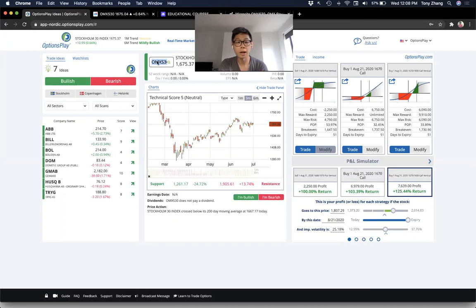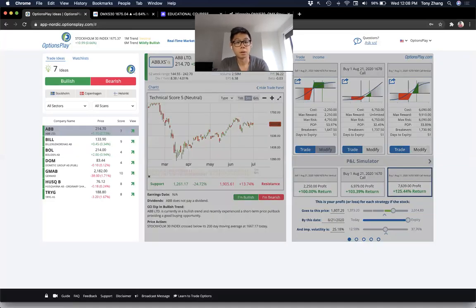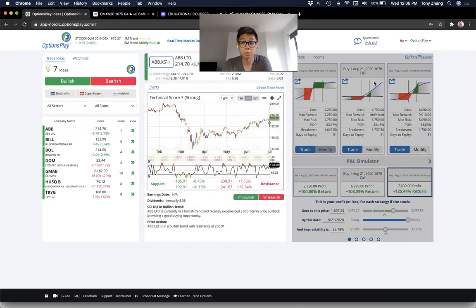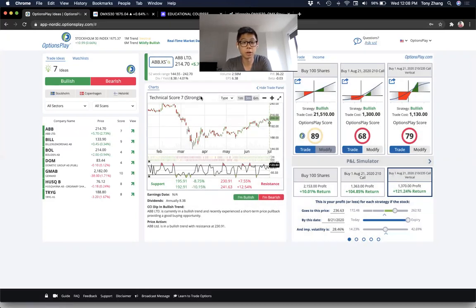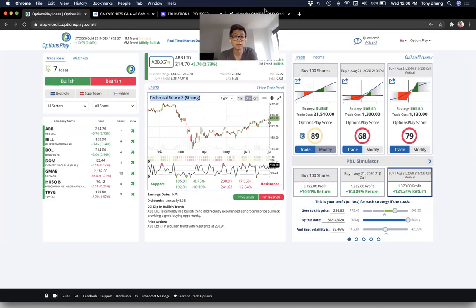Okay, so here I have a request for ABB. So let's first take a look at ABB, and I'll show you some of the things that I look at to make a determination. First of all, there's a few things that I look at. I look at the technical score, which tells me relative strength. This is telling me whether a stock or ETF is underperforming or outperforming the current market.